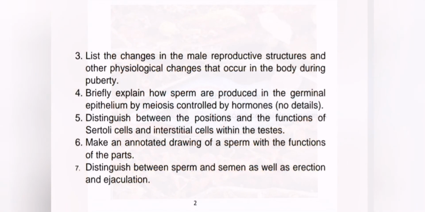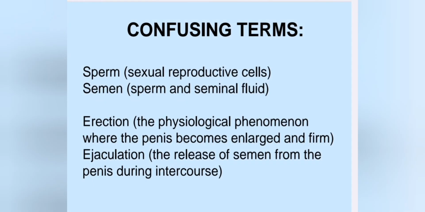So the last question on the outcomes is that you need to be able to distinguish between the terms semen and sperm and the terms erection and ejaculation. When we talk about sperm, we're referring to the sexual reproductive cells only, like the diagram that we just looked at. However, the word semen means the sperm inside the seminal fluid.